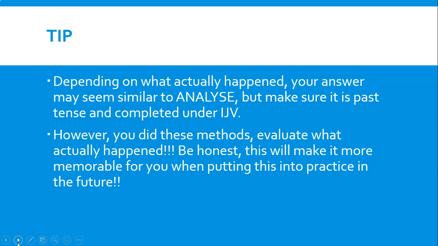So tip: depending on what actually happened, your answer may seem similar to analyse answers, but make sure it's past tense and completed under IJV. However you did these methods, evaluate what actually happened. You did them. Be honest. This will make it more memorable for you when you're putting this into practice in the future. You shouldn't have to think or make it up. You should be thinking, how did this affect me? I want to move on to development quickly. I want to have accurate data to base a PDP on.